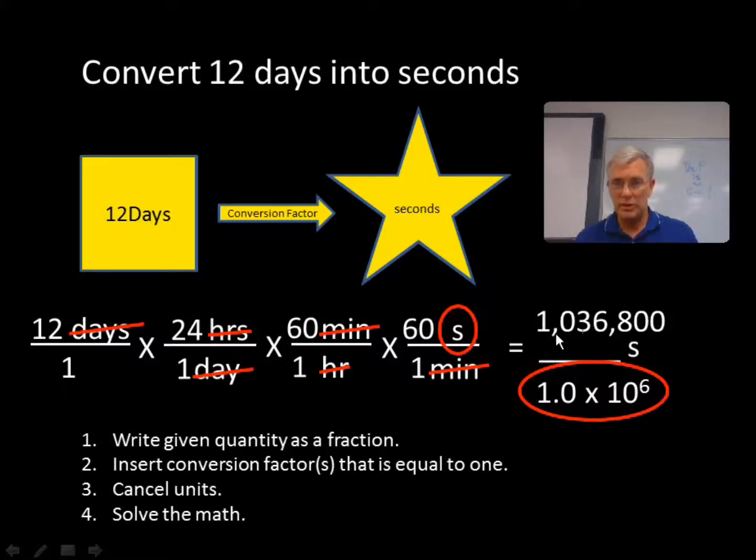Okay, 1.0, if we put the decimal point right there, times 10 to the 1, 2, 3, 4, 5, 6 power. You may ask, well, why not 1.04? Why don't we round that to a 4? Because 1.04 would be 3 significant figures, and we need to round this to 2 significant figures because that is our original number.